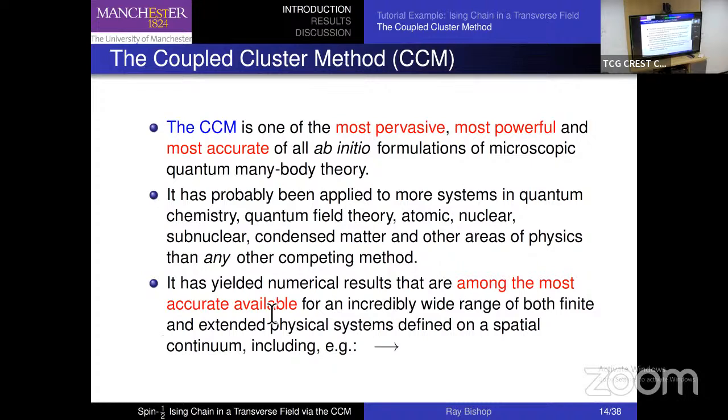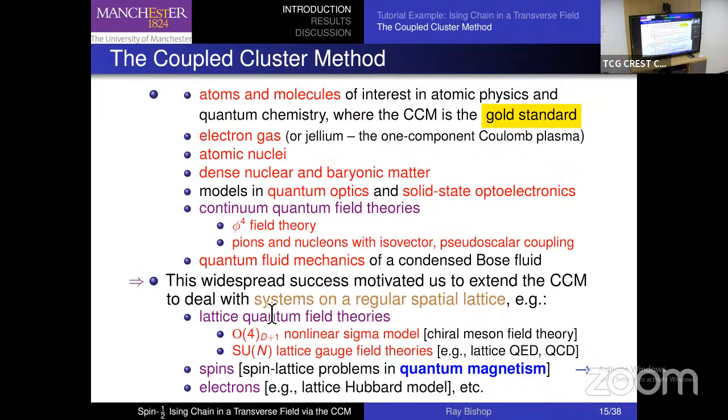So let's look at the coupled cluster method. As I said on Monday, just to remind you, it's one of the most pervasive, most powerful, and most accurate of all ab initio formulations of the microscopic quantum many-body problem. It's been applied to more systems in quantum chemistry, field theory, atomic, nuclear, subnuclear, condensed matter, and many other areas of physics than any other competing method. And it's yielded numerical results that are among the most accurate available, often the most accurate available, for a very wide range of both finite and extended systems. I gave you a taste of some of those on Monday.